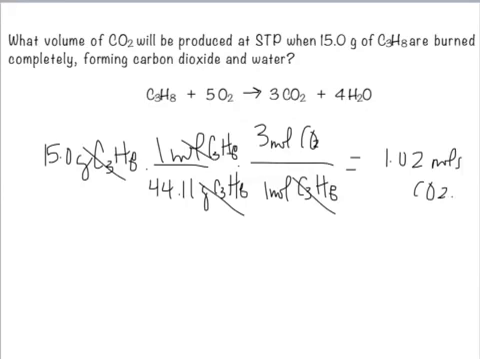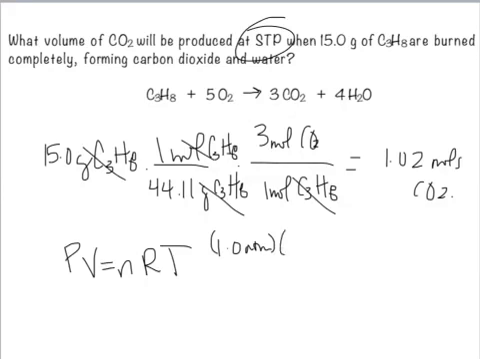Now I know that this is at STP, and so what I can do is use the ideal gas law, PV equals nRT, to solve for the volume of carbon dioxide. Because of the standard pressure, let's just use 1 atmosphere. That's an easy one. The volume I do not know. Number of moles we just solved for. The gas constant is 0.082 atmosphere liter per mole Kelvin.